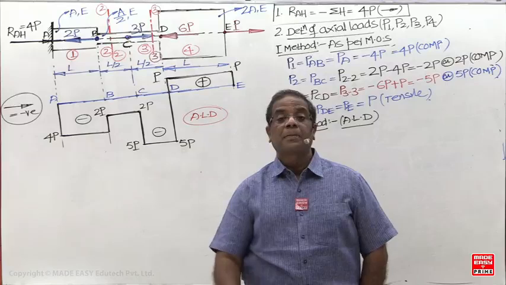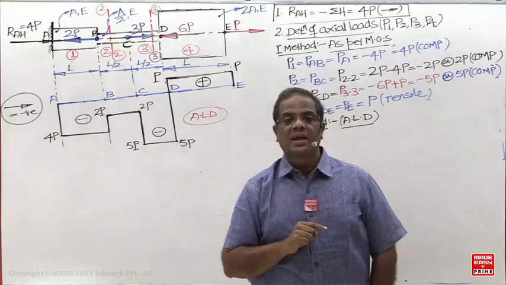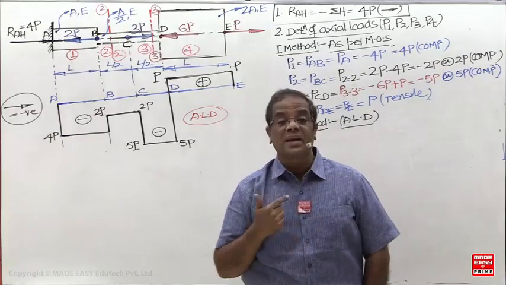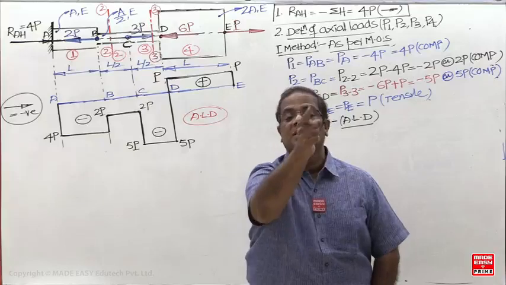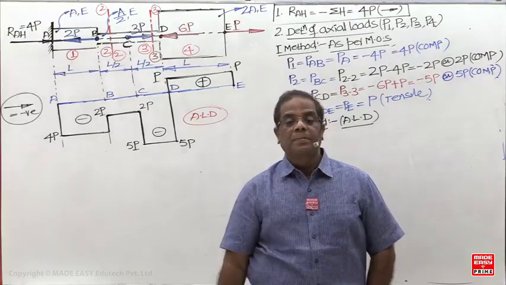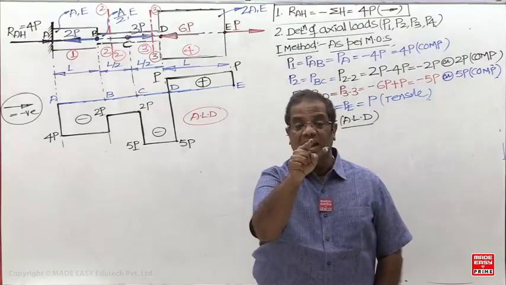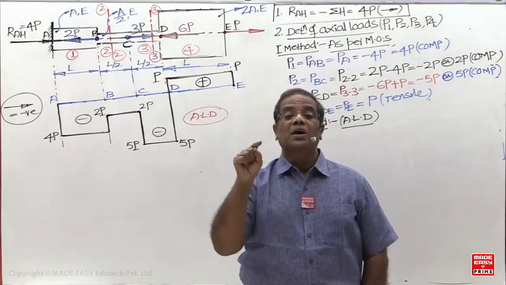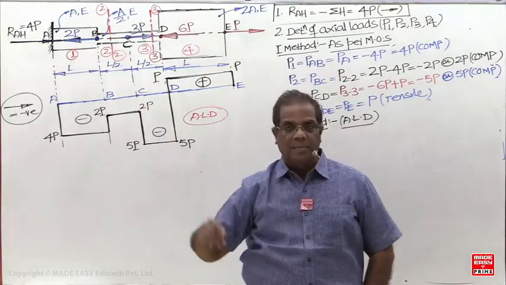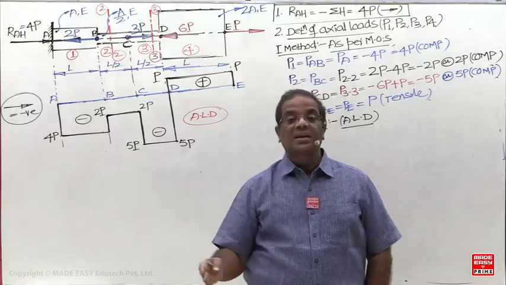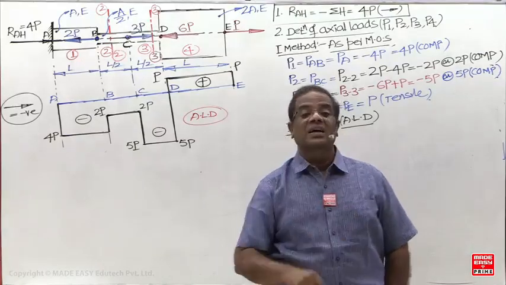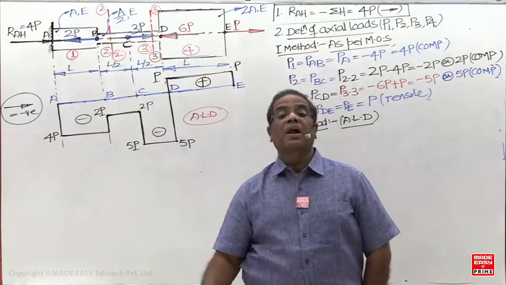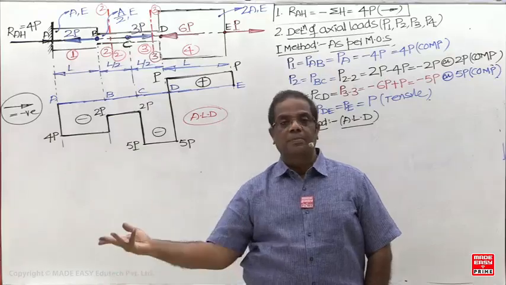Next, number of vertical lines in BMD are equal to number of bending couples, or what is the name, concentrated moments on the beam. Number of vertical lines in BMD are equal to number of bending couples or concentrated moments acting on that member. Same thing, number of vertical lines in torque diagram are equal to number of twisting couples acting on that member.